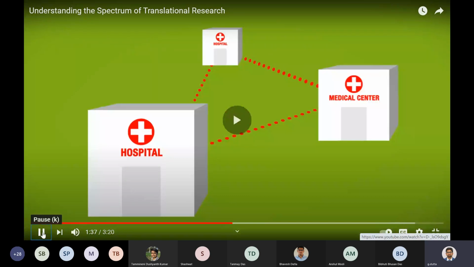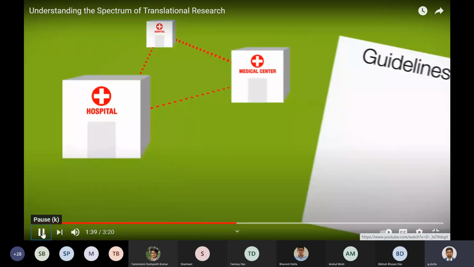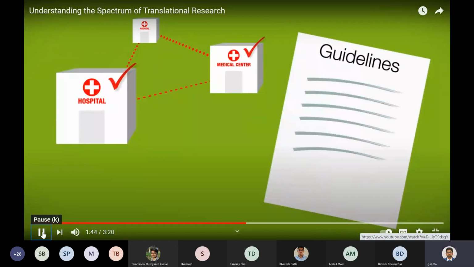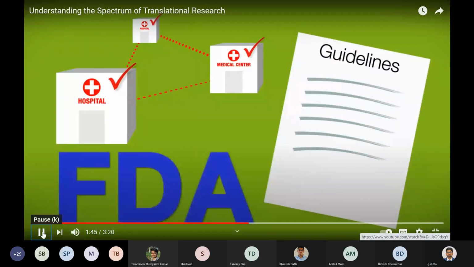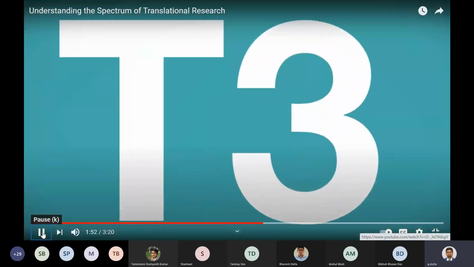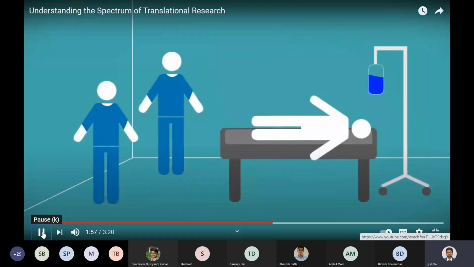The results from these studies help to establish guidelines for how to use the drug in the future. If the new treatment is effective, it receives FDA approval. Doctors can now prescribe the drug in practice, and we have moved into the T3 domain. T3 researchers use the guidelines developed in T2 to teach doctors how to administer the drug in hospitals and medical centers.